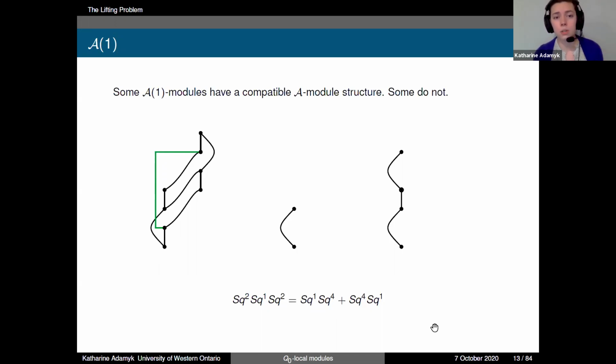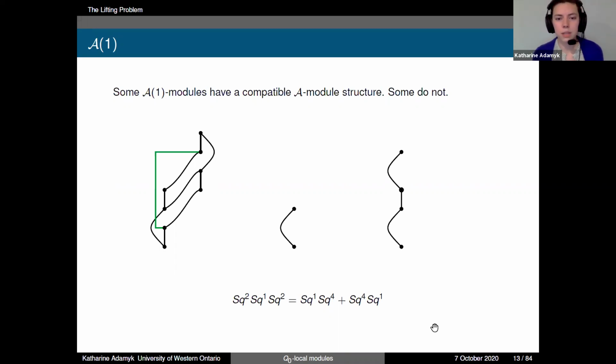This is not the only square 4 action that would have made this relation and all the other relations in the Steenrod algebra work out. And if you need an exercise to keep you busy during the rest of the talk, you can try to figure out what the other ones are. Now that I've put a square 4 action on here, I'm going to let square 8 and 16 and so on act trivially. And this is going to work out for degree reasons because we're only looking at things up to degree 6 here. Okay, so A1 itself does have a compatible A module structure.